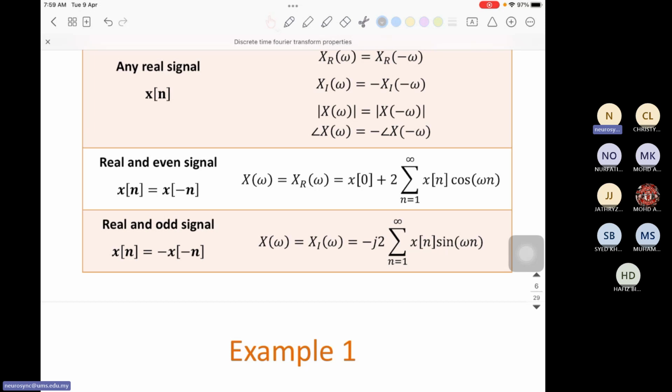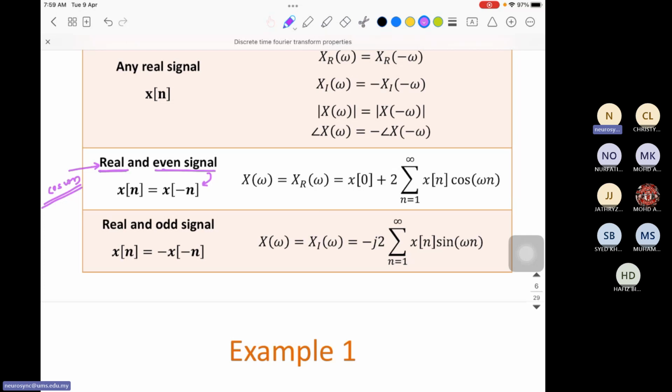Now, if I have a real and even signal, a real signal is basically an even signal. So if I say this is x of n, which is real and even. Real and even. Real means what? I will have only the cosine term. Okay, and even signal means I can write x of n is equal to x of minus n.